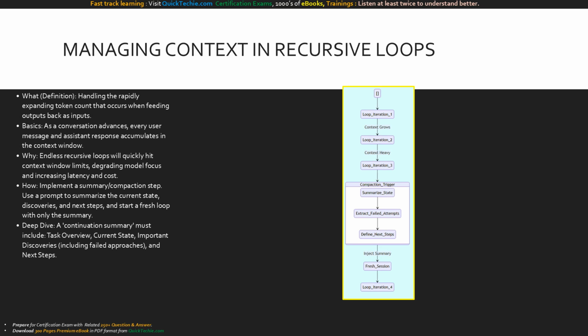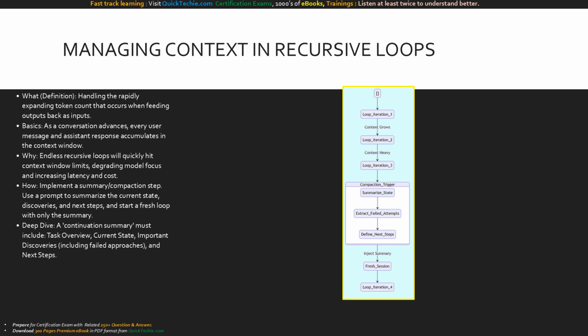A massive engineering challenge with recursive prompting loops is context management. When you continuously feed Claude's outputs back as new inputs, the conversation history grows linearly. Every single message and response accumulates in the context window. If left unchecked, an endless recursive loop will quickly hit the maximum token limit. Even before hitting the limit, excessive irrelevant context degrades the model's focus and spikes your API costs.